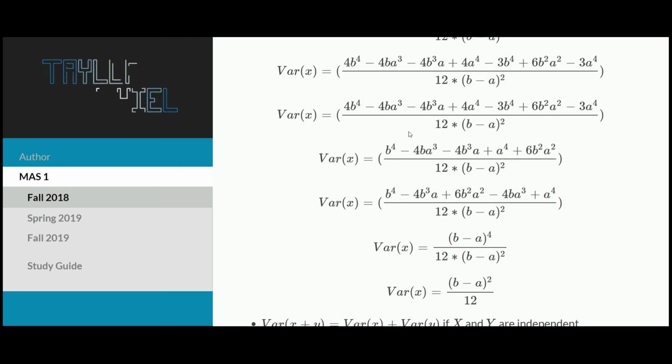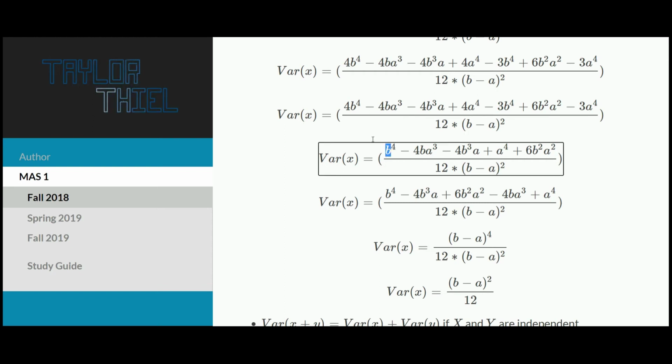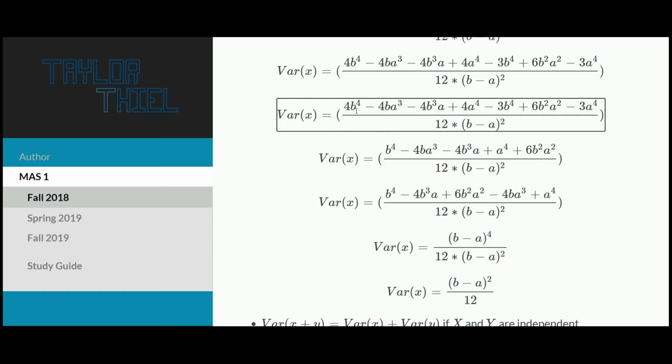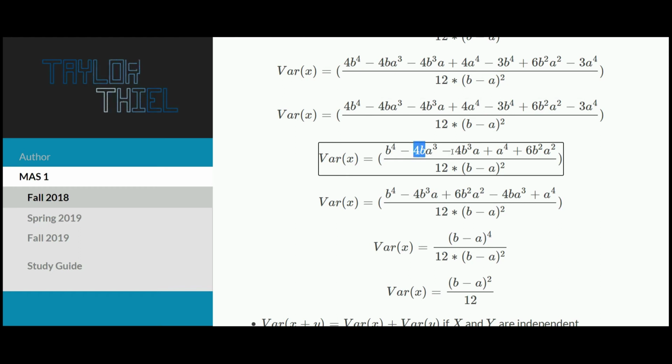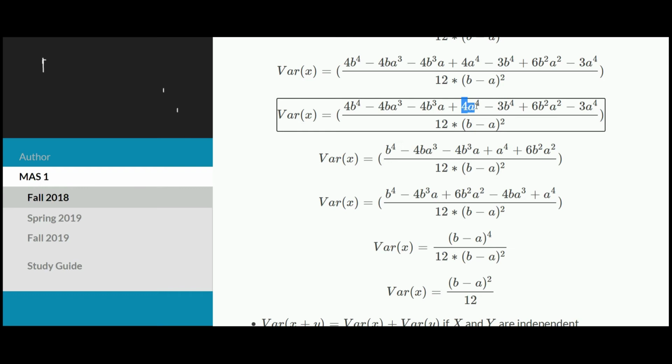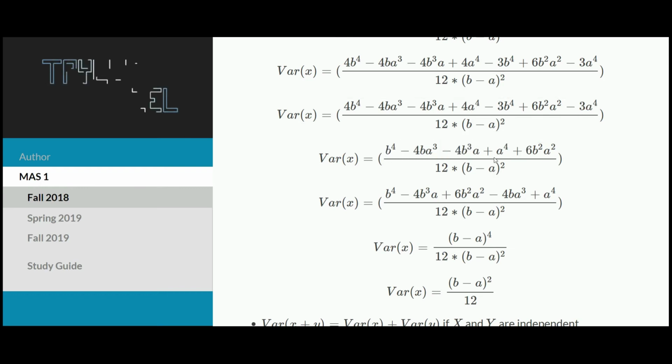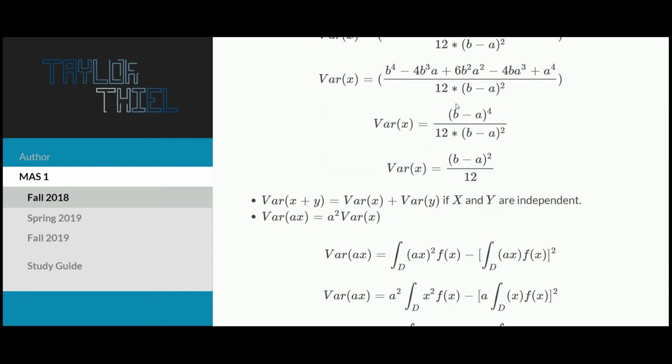So going to the next step, we're going to combine like terms. Here we have 4b to the fourth, and here we have a negative 3b to the fourth. So that just becomes b to the fourth. And then likewise for the a term, there is a to the fourth and a negative 3a to the fourth. And then we're just left with this in the numerator.